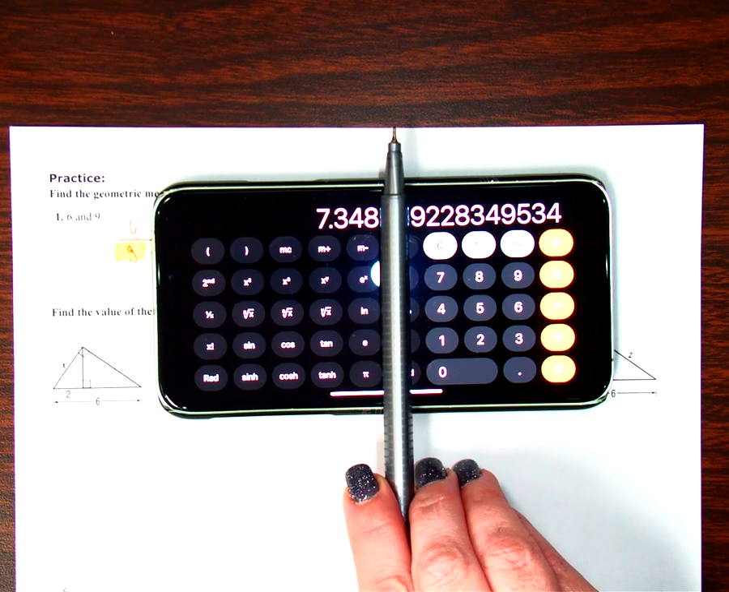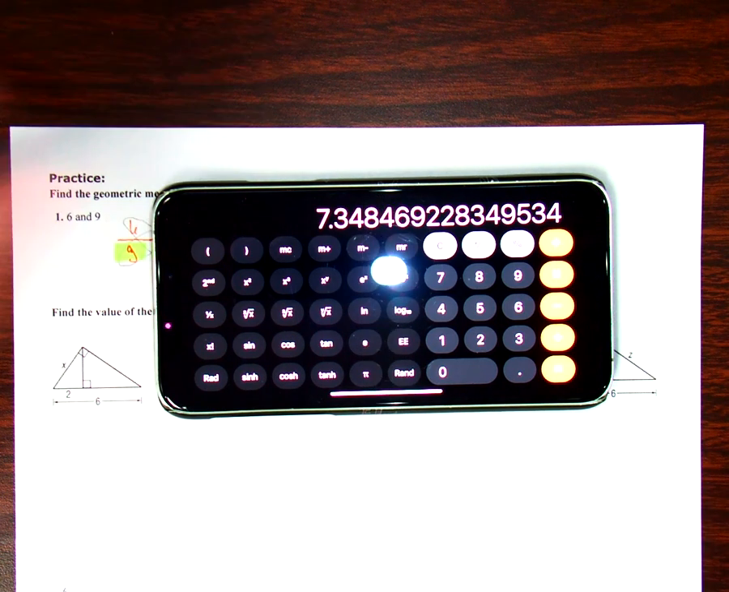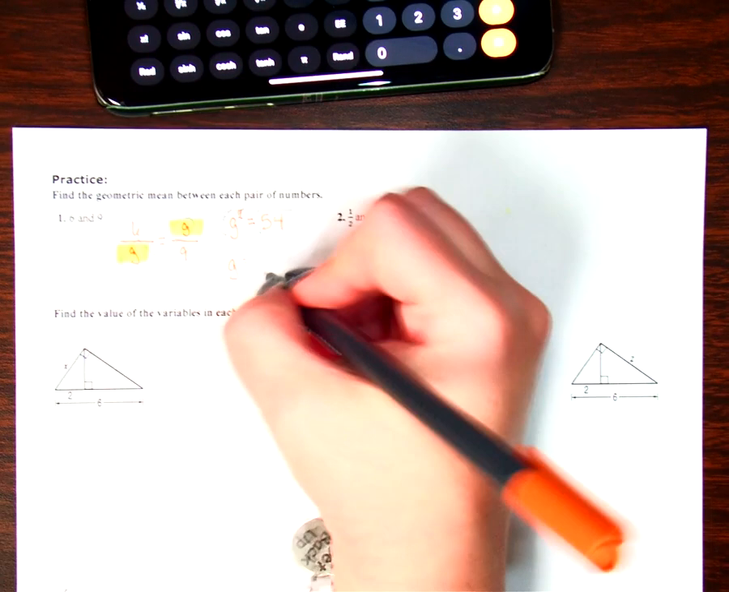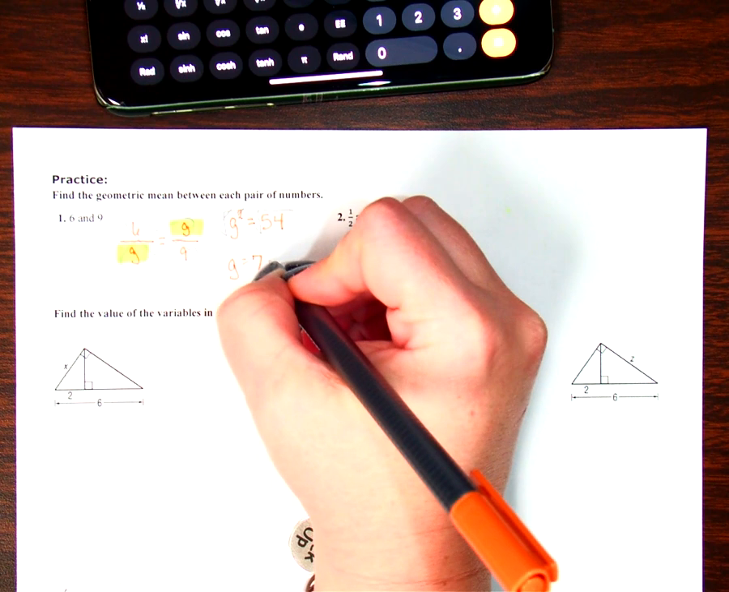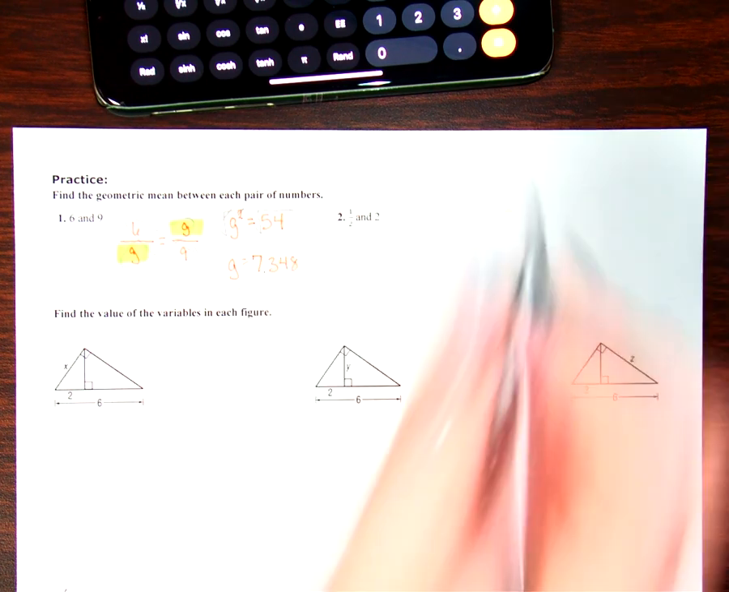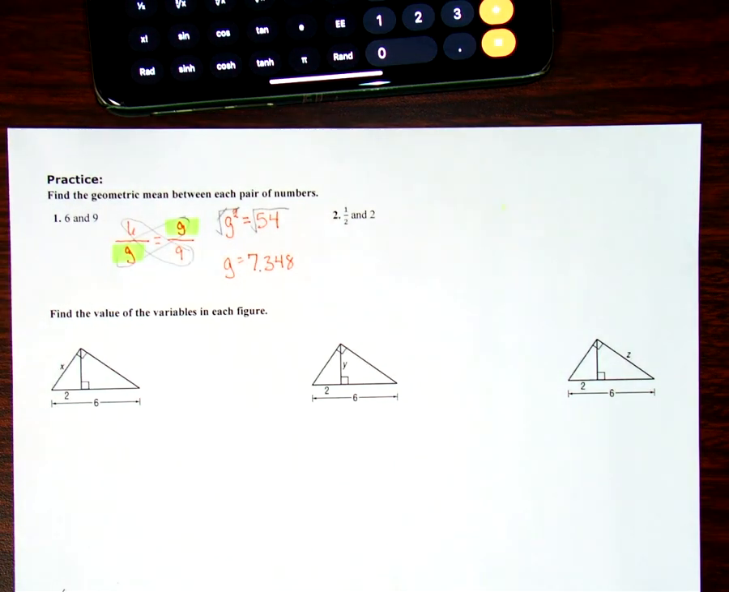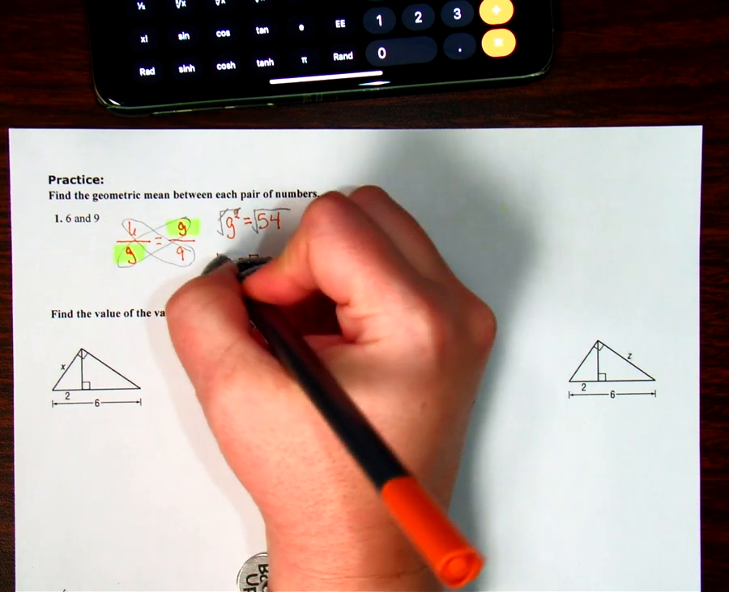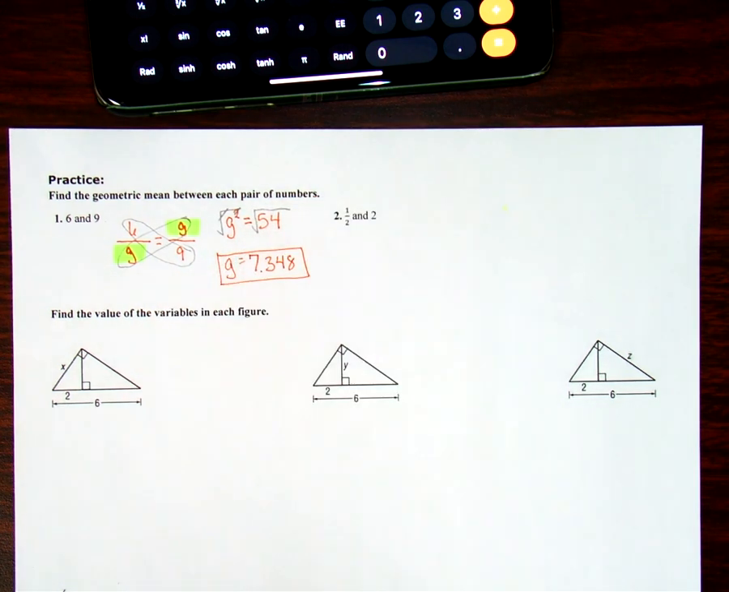So I just put 7.348. So 7.348 is my geometric mean between 6 and 9. Okay, let's look at another one.